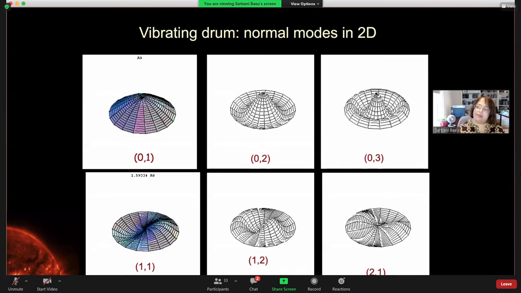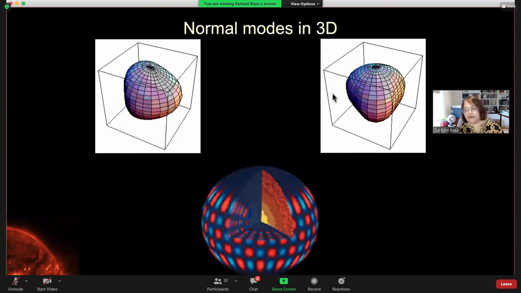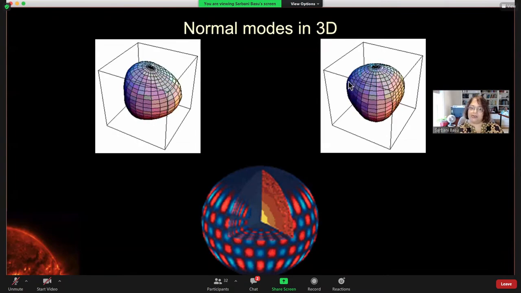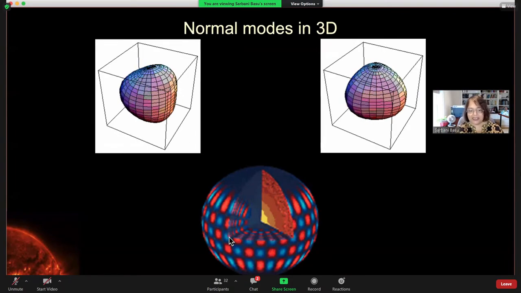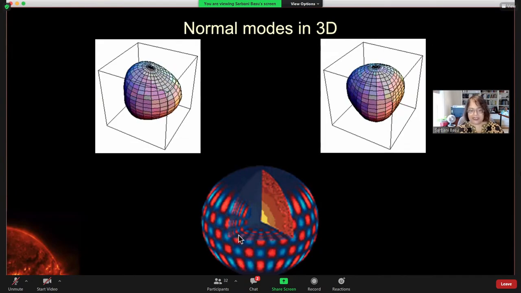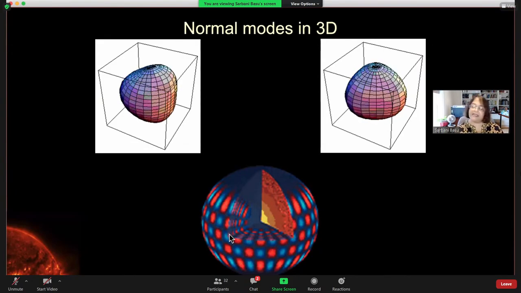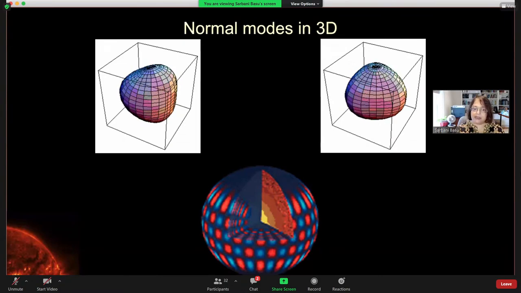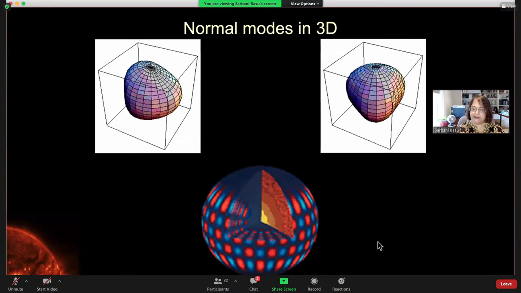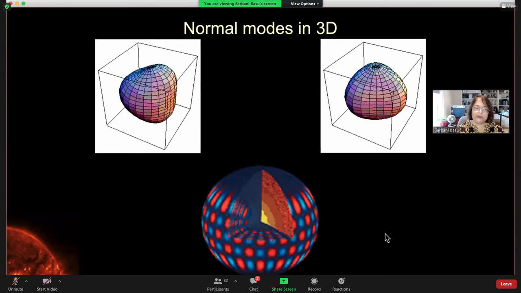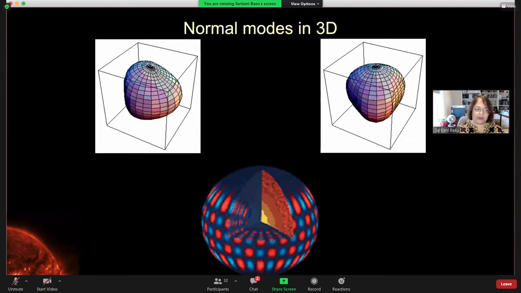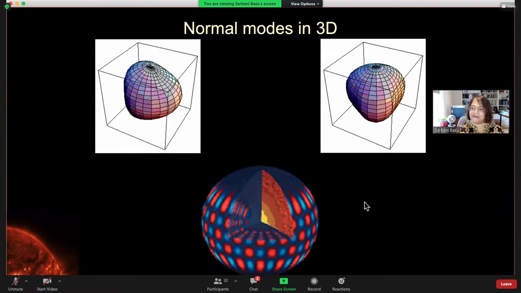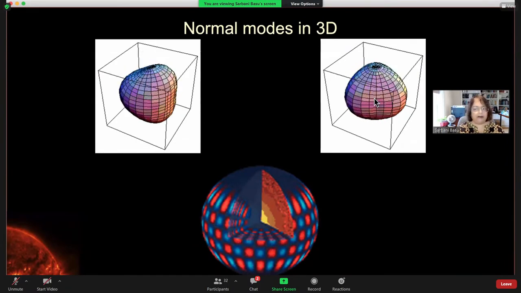Now, a star is a three-dimensional object, so you need two functions, one in latitude and one in longitude, to describe the oscillations at the surface, and you need another number to describe how many nodes you have in the interior. Three-dimensional, so you need three numbers. In the case of stars, we describe the oscillations on the surface by spherical harmonics. Those of you who've done quantum mechanics and have had to derive the wave function of a hydrogen atom would have come across spherical harmonics there. It's exactly the same.